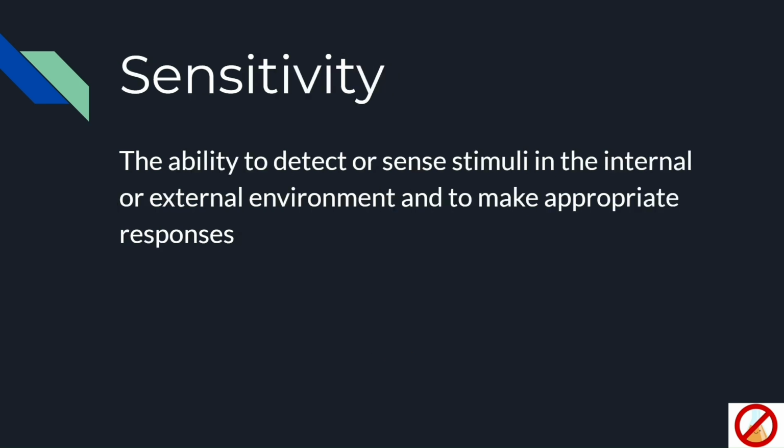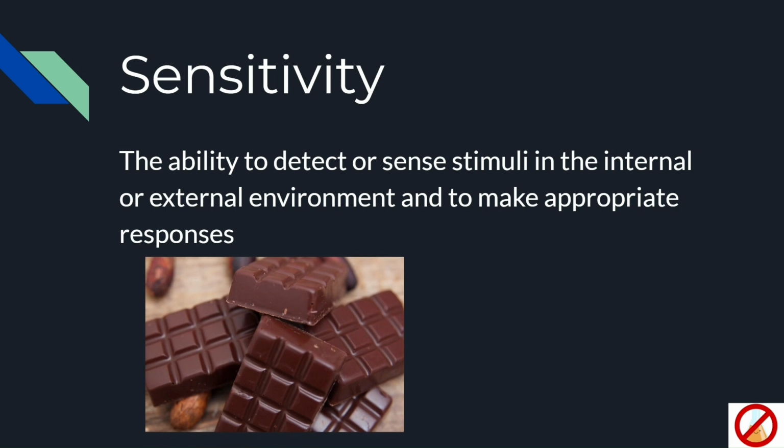Third criteria would be sensitivity. Its definition is the ability to detect or sense stimuli in the internal or external environment and to make appropriate responses. This long definition basically sums up, if we look at ourselves, the sensitivity would relate to our five senses. So for example, we can taste chocolate, we can taste the sweetness, we can sense from our surroundings what is going on.